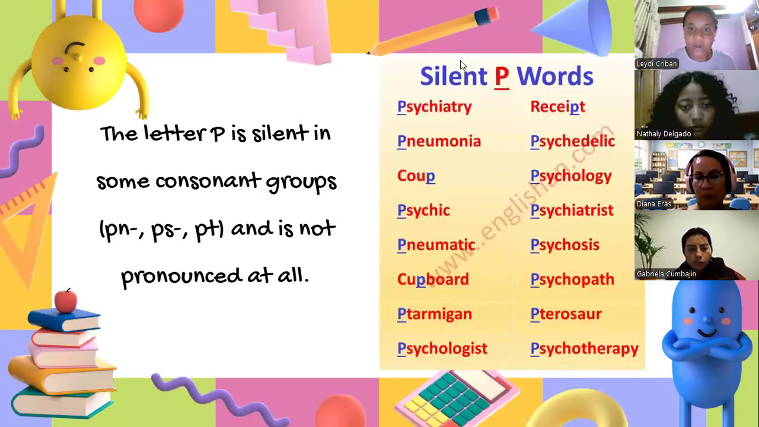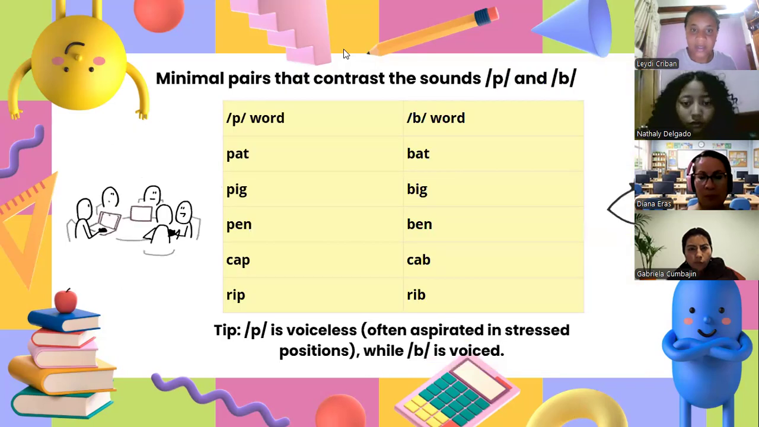We also have words with silent P. For example, in groupings with N, S, and T. As examples, we have pneumonia, pneumatic, cupboard, psychologist, psychotherapy, etc.